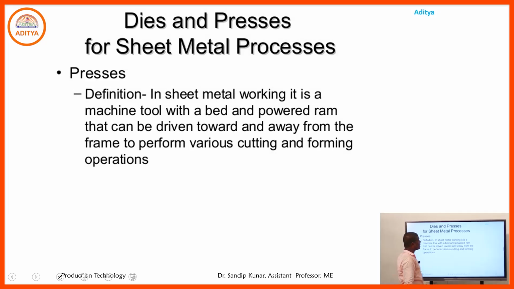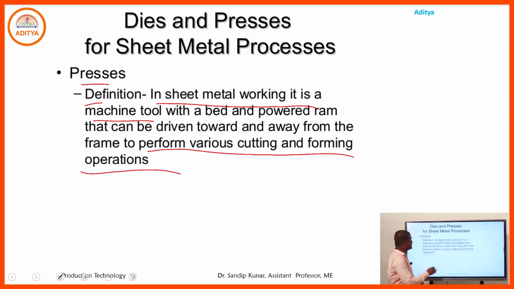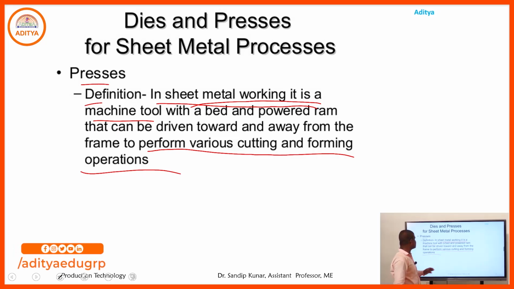Dies and presses for sheet metal processes. Press definition: in sheet metal working, a press is a machine tool with a power ram that can be driven toward and away from the frame to perform various cutting and forming operations, using the different presses.